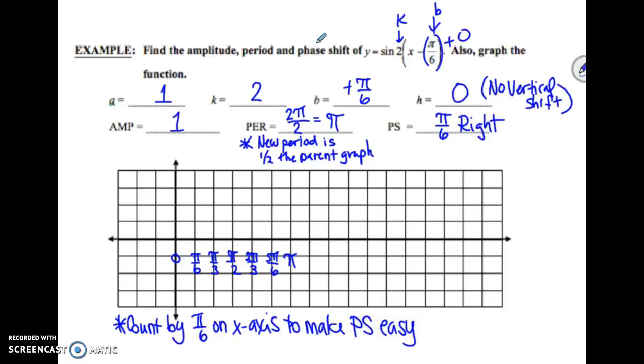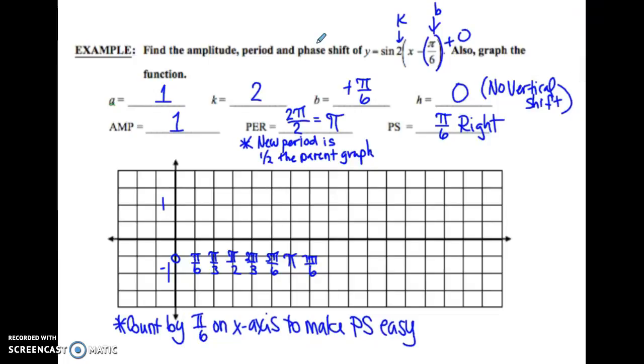Since I have a phase shift of pi over 6 to the right, my picture frame, instead of starting at 0, is just going to start at pi over 6, and then it's just going to go 1 box past pi, so another 1/6 pi past. So that's going to be 7 pi over 6 right here, and that's where my picture frame is going to end. My amplitude is 1, so my graph is just going to go from positive 1 up on the y-axis down to negative 1.